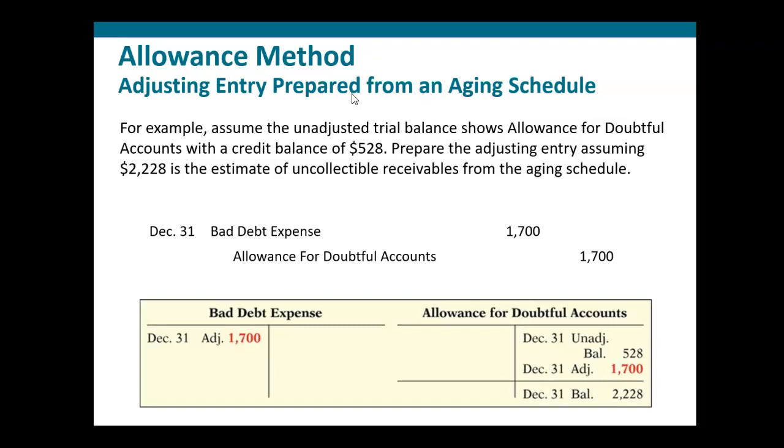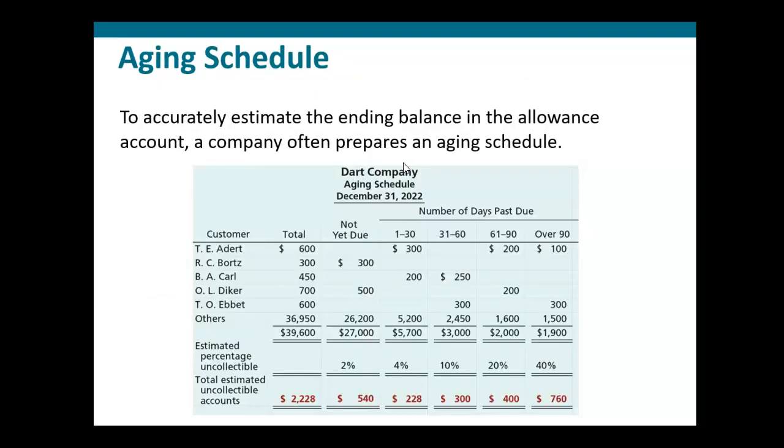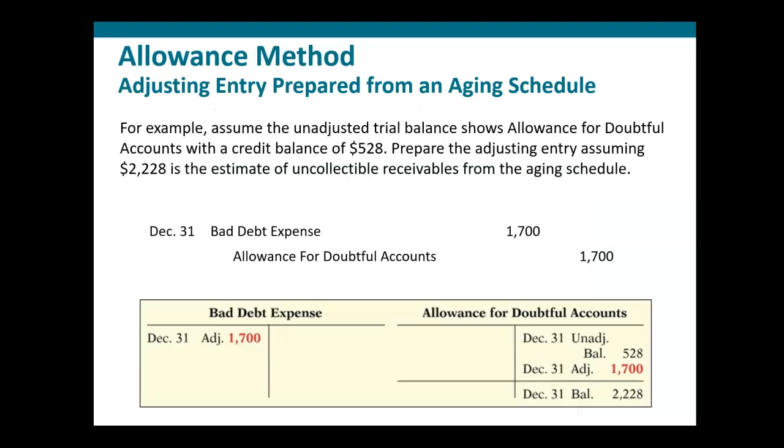Here's the adjustment. Unadjusted balance of $528, credit balance of $528, a credit adjustment of $1,700, ending balance of $2,228. That's what we came up with on our schedule, $2,228. So the percentage of receivables method, or the aging method, produces the balance that we want after the adjustment in the allowance for doubtful accounts.